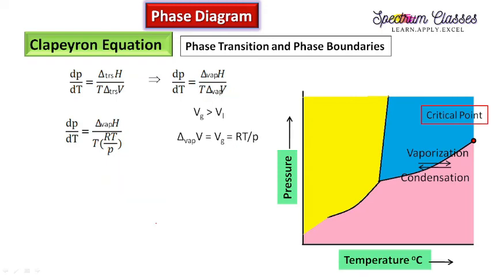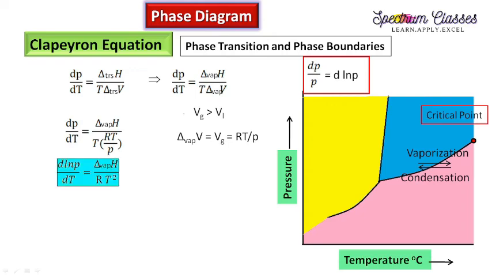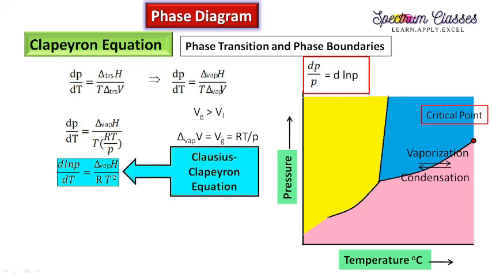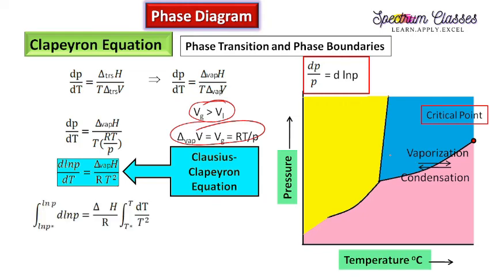So I have written all such things here: dP upon P is equal to d ln P, and d ln P upon dT is equal to ΔH vaporization upon RT square. This equation is known as the Clausius-Clapeyron equation, and this is an approximate value, since we have made two approximations. This equation is applicable for the vaporization and condensation equilibrium, right?